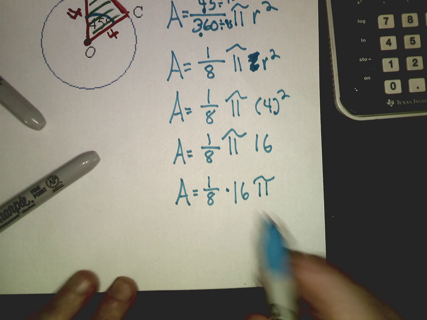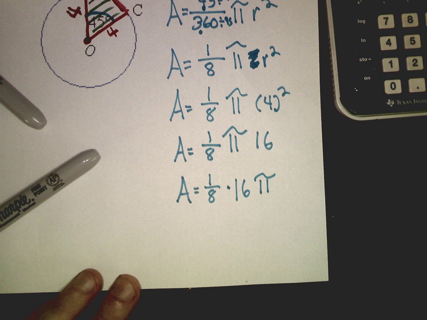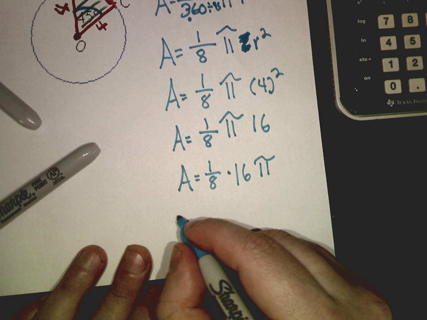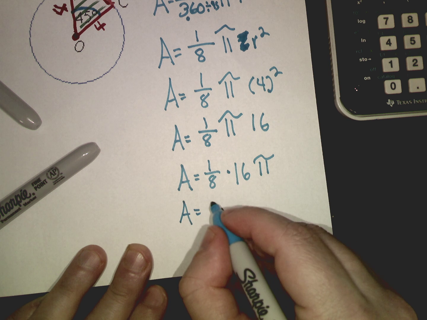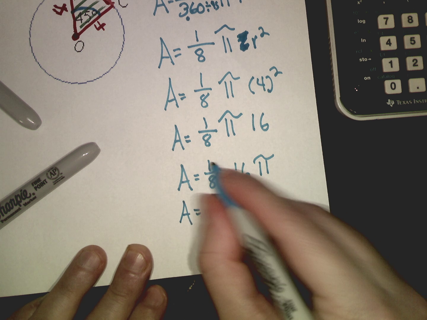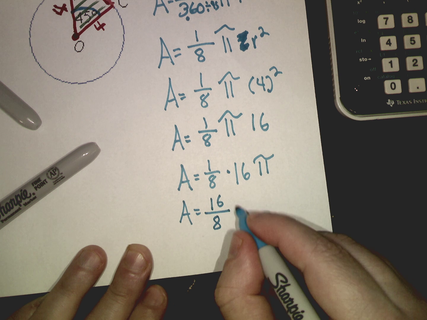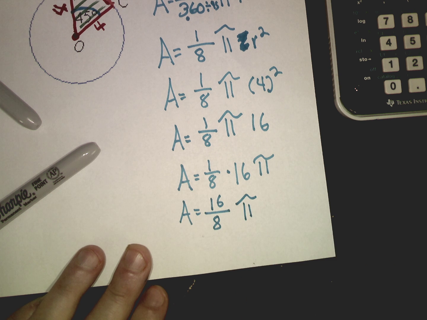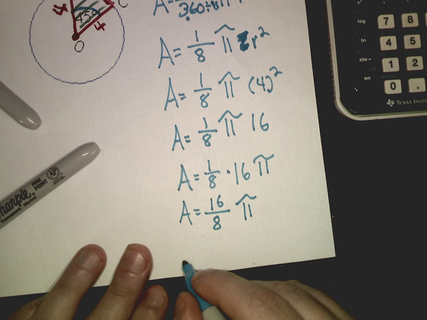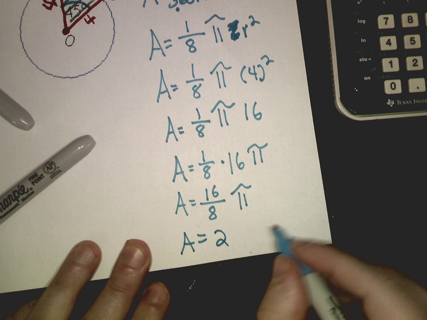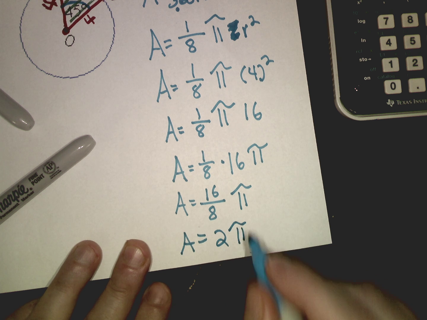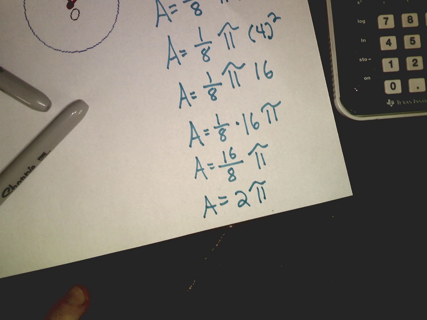Now, in the calculator, you can just do 1/8 times 16. I'm not going to do that. I'm going to have more fun like that because I'm a math guy. I'm going to say 1/8 times 16. I multiply the top numbers. 1 and 16 gets me 16 divided by 8, and I'm still going to have the pi there. Now, finally, 16 divided by 8 is easy. It's just 2. 2 pi. The answer is 2 pi.